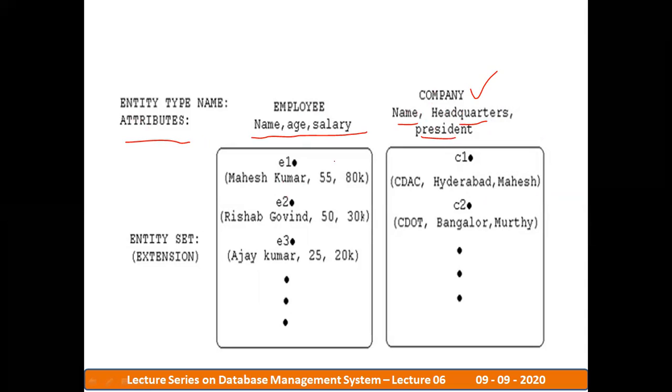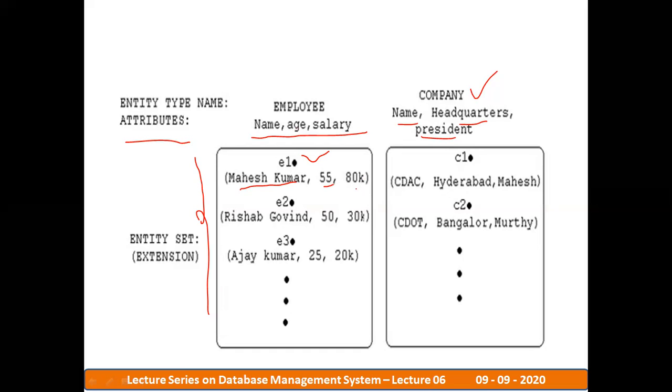Now this one we call an entity set. In this case, E1 is an entity, E2 is an entity, E3 is an entity. This is a complete collection. We call it an entity set. Here C1 is an entity. Here entity 1, Mahesh Kumar indicates the name of the employee, whereas 55 indicates the age of an employee and 80K indicates the salary of an employee.